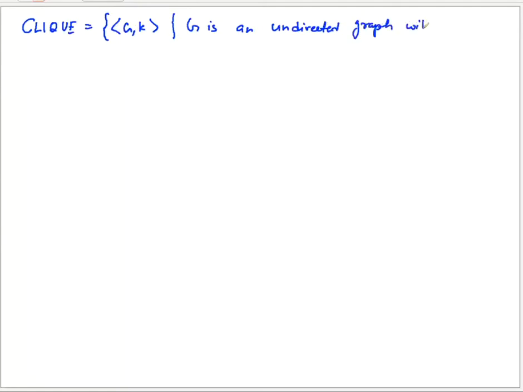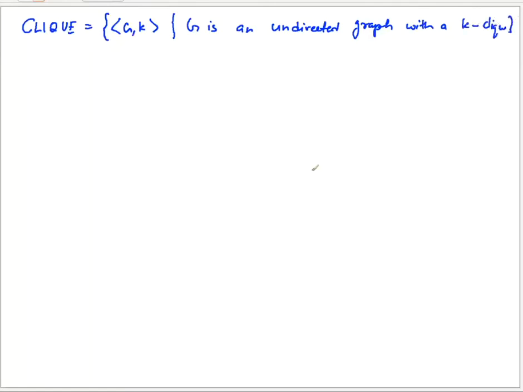So here, in the last class, we were talking about this k-clique problem, right? So let's try to write the non-deterministic algorithm for the clique problem. So what was the clique problem? It was that given a graph G and k, G is an undirected graph, with a k-clique.